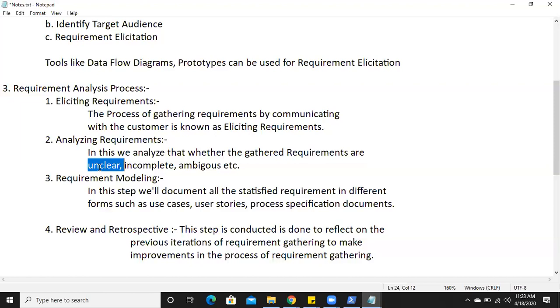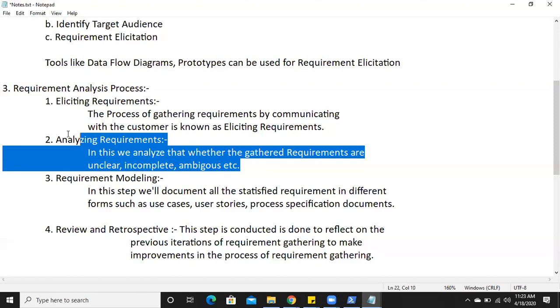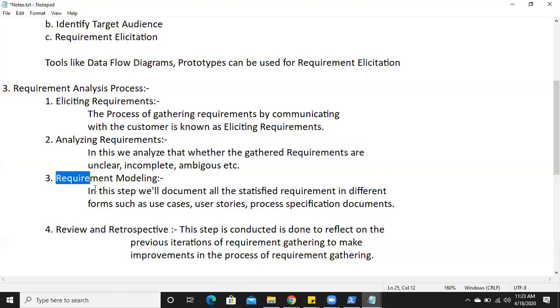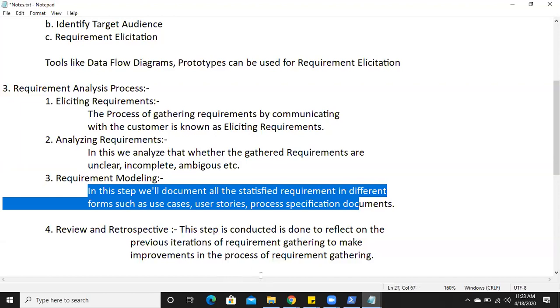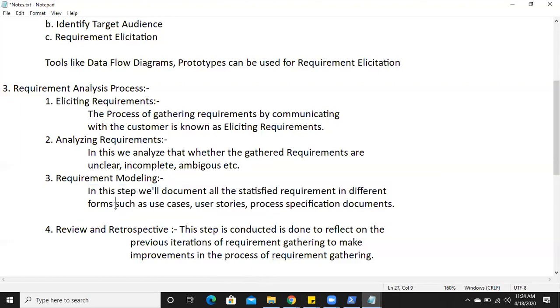Next point is requirement modeling. In requirement modeling, after collecting and analyzing my requirements, for further perspective, in this step we will document all the satisfied requirements in different forms, such as what are the use cases of that particular requirement, what will be the user stories, what will be the process specification document.